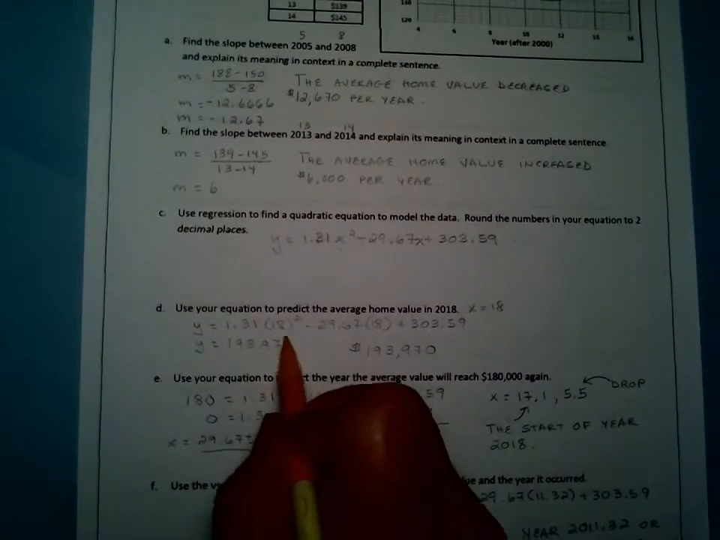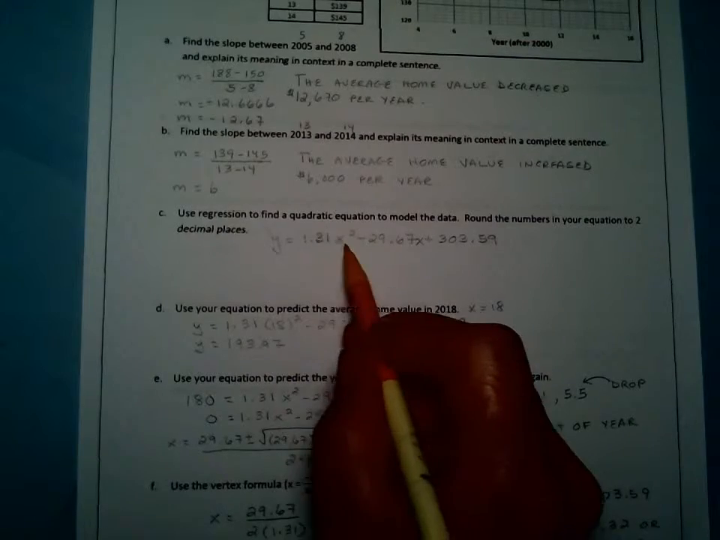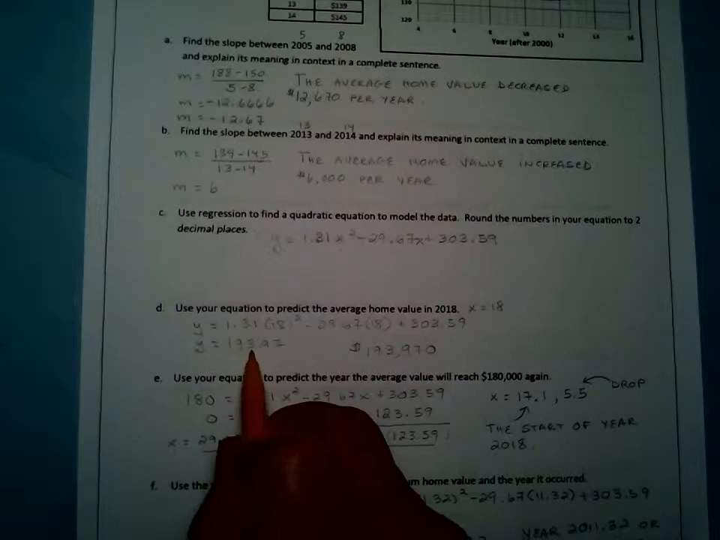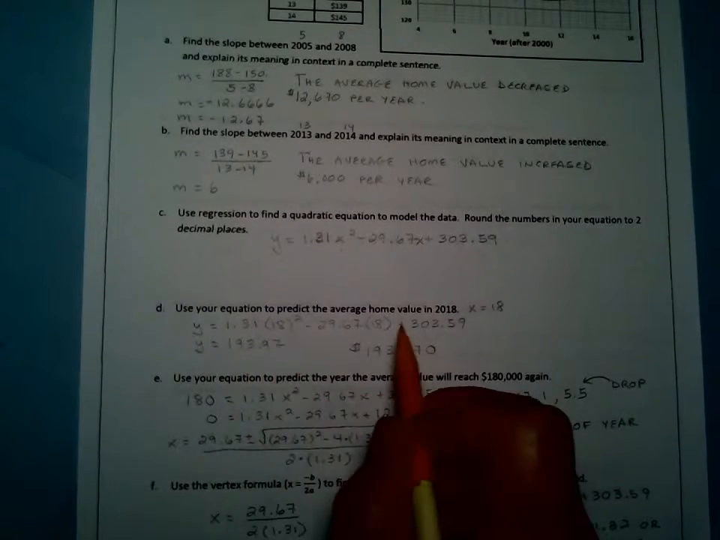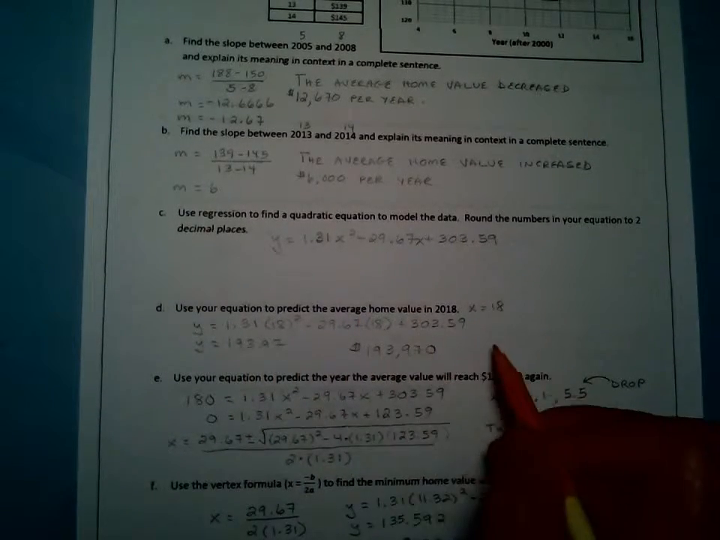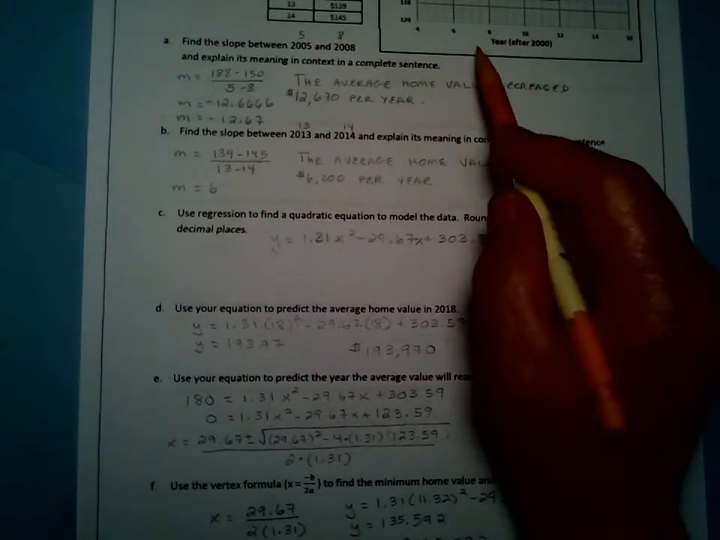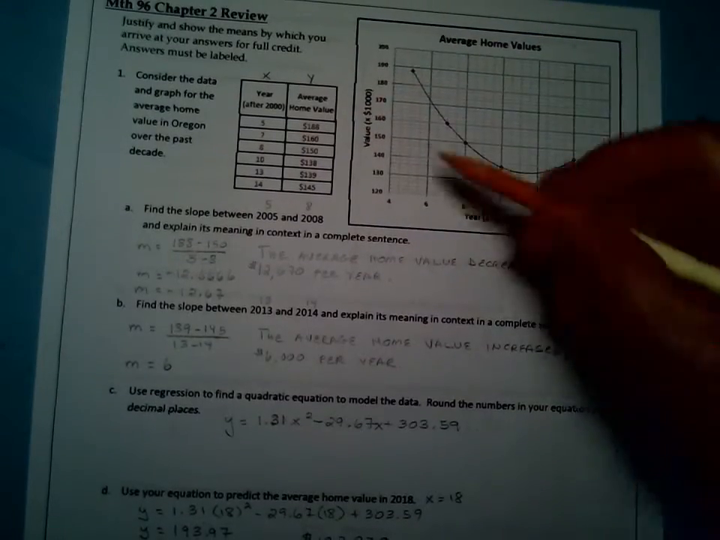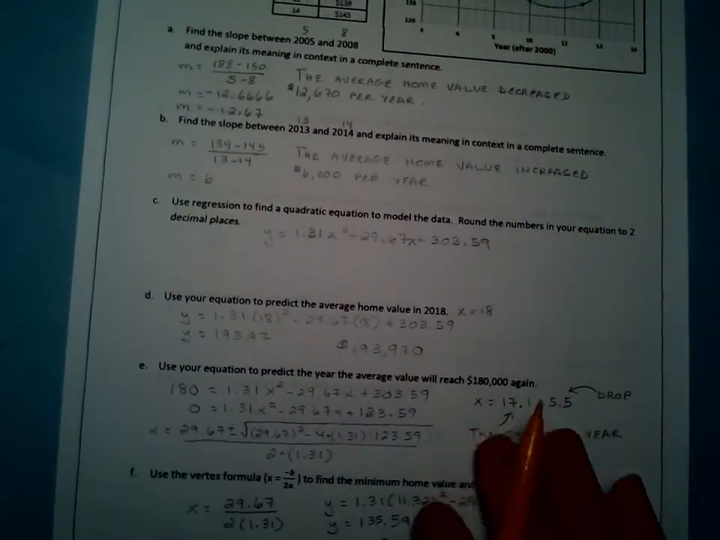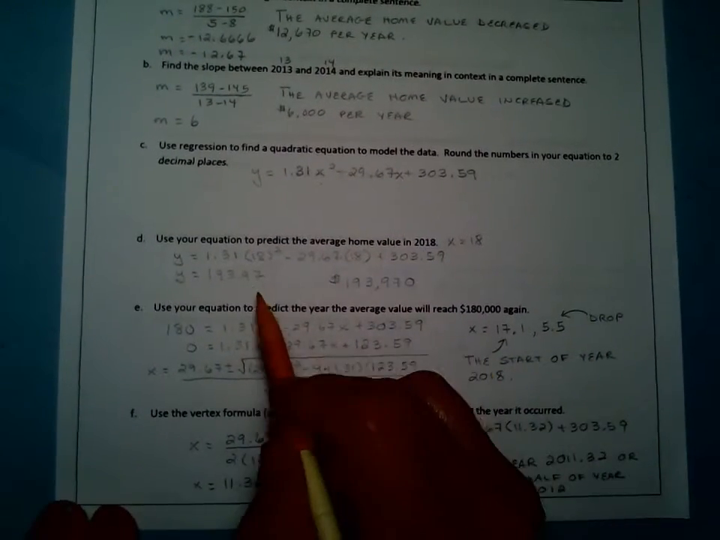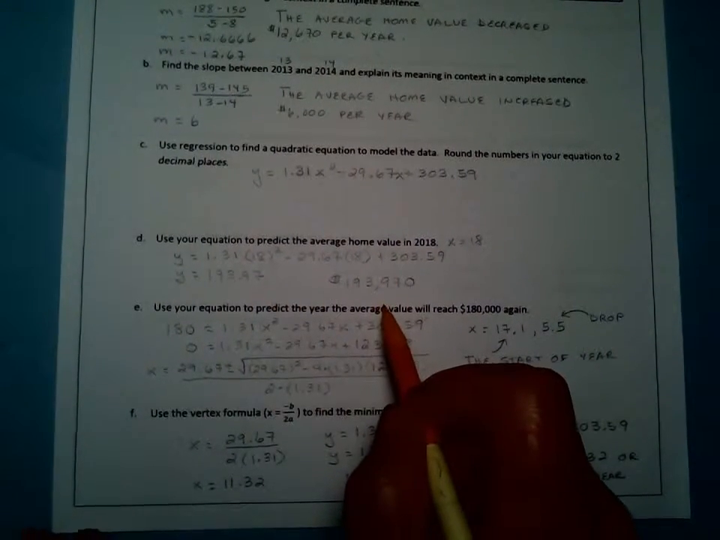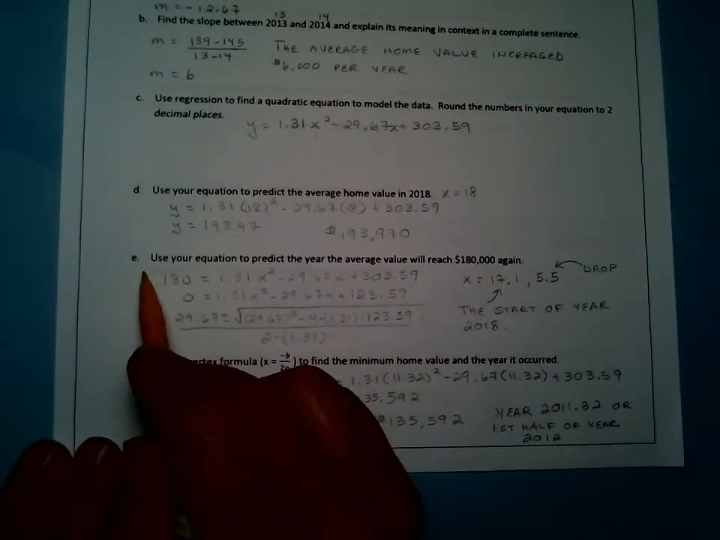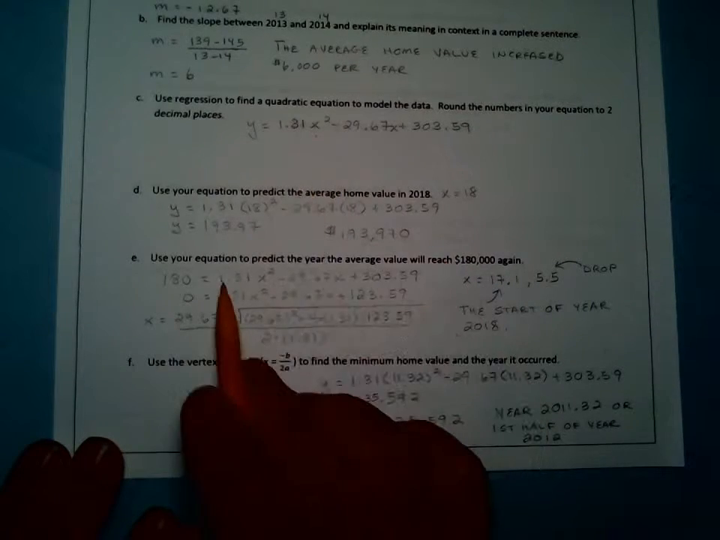I went ahead and rounded it off to 2 places because these were out 2 places, so that seemed to make sense to me. And I got a y value of 193.97. Now they're asking for the average home value. Keep in mind that the units up here, up in the y-axis area, the vertical axis, are thousands of dollars. So don't tell me that the answer is $193.97. It's $193,970.